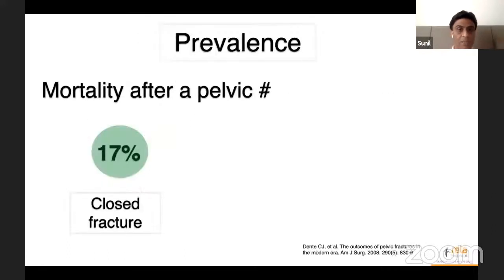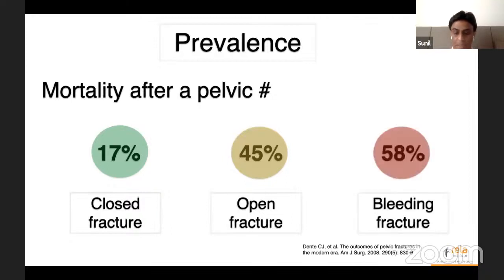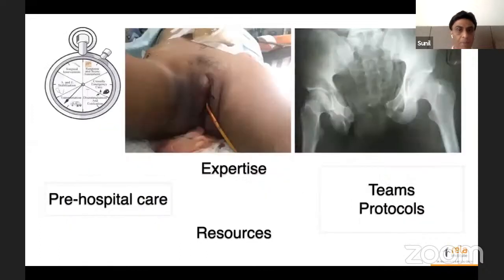If you look at mortality after a pelvic fracture, according to this paper from 2008, it is around 20% for a closed fracture, and that goes up to almost 45% if you have an open fracture. And if you have a bleeding pelvic fracture, almost 2 out of 3 will die if they don't get immediate resuscitative treatment. This being such a dreadful injury, if you want good outcomes and reduced mortality, you need a robust system that requires multiple facets of healthcare coming together and working in a coordinated manner.